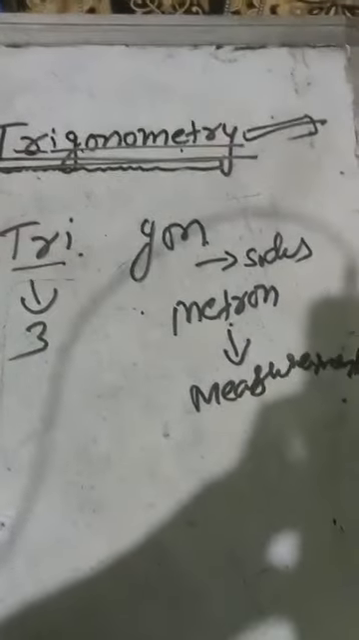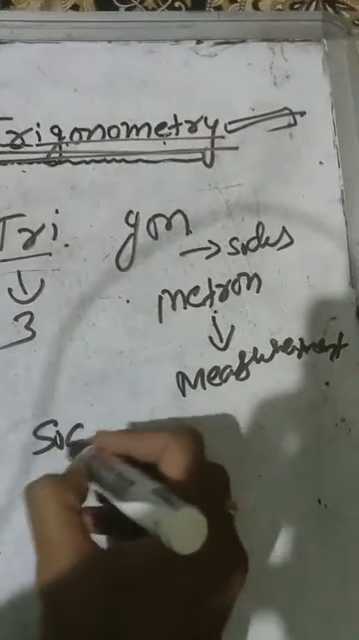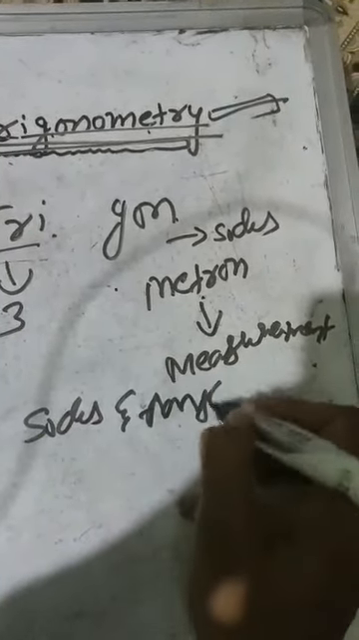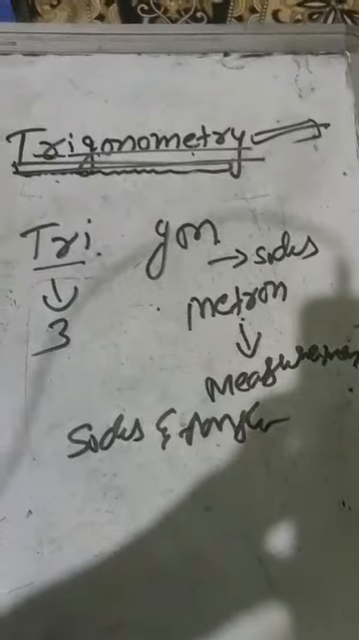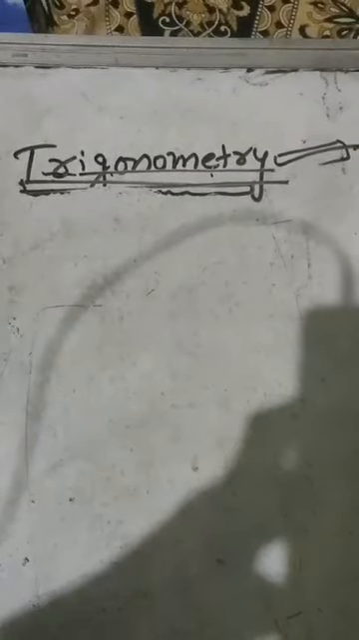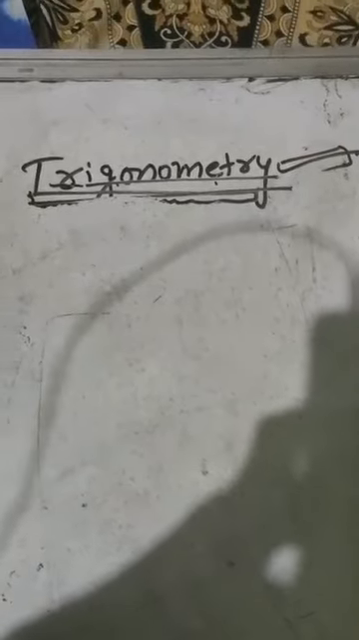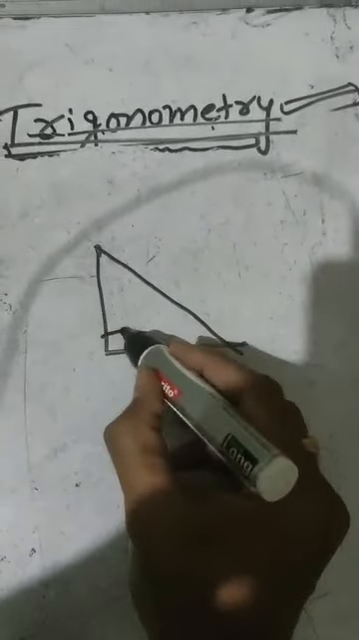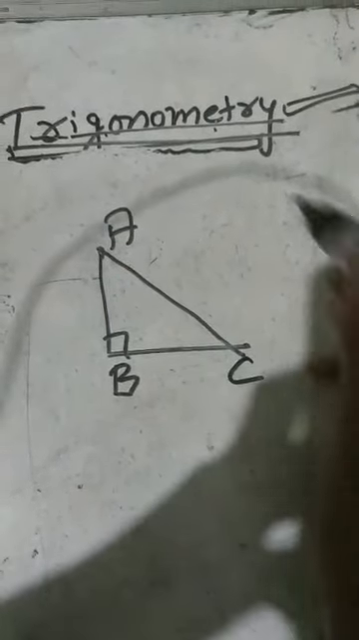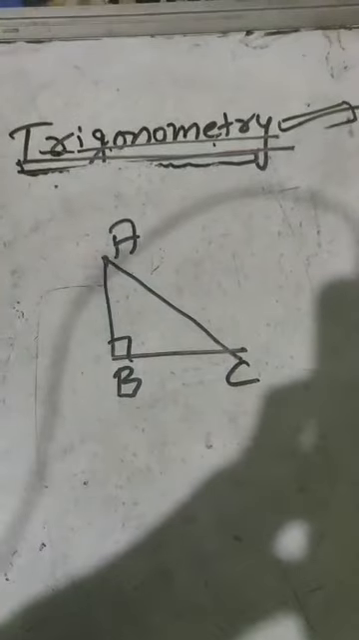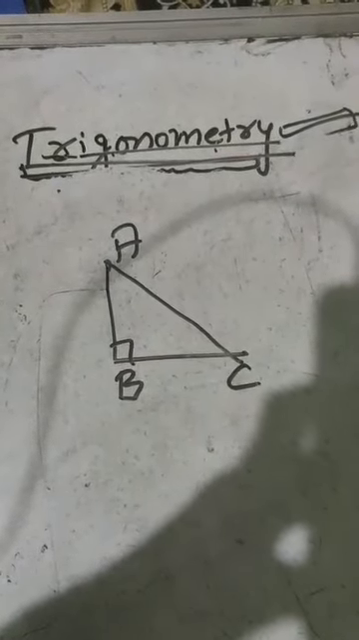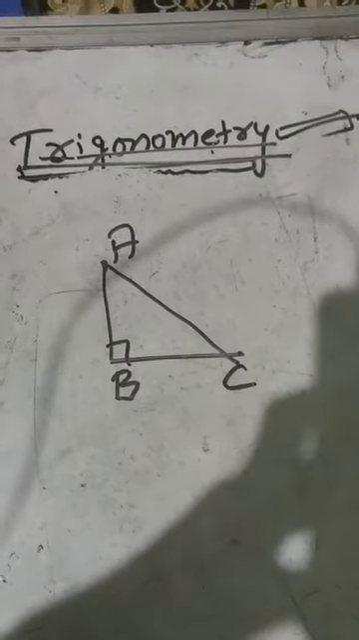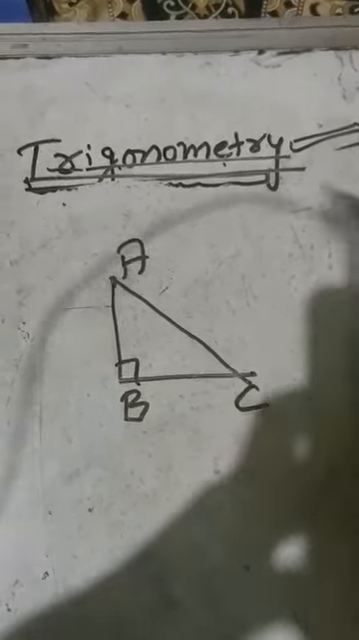And also it is the relation between the sides and angles of a triangle. All the trigonometric concepts are based on the right angle triangle. By using trigonometry, we can measure the height of a tower or hill, or the distance between any two objects.